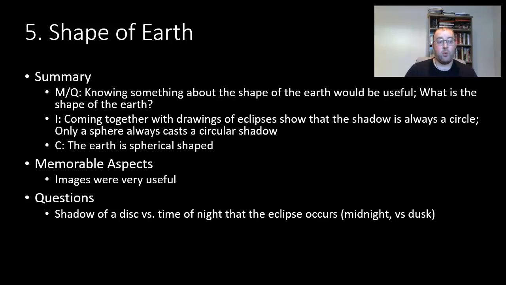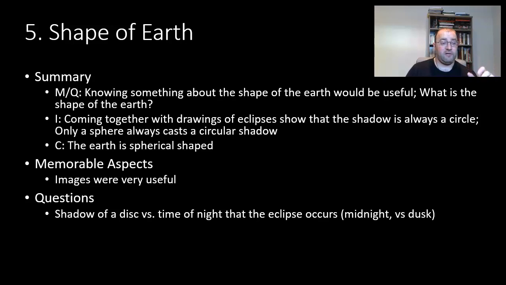So for a disk, when would it cast a circular shadow? Well, it would cast a circular shadow if the sun was right below the disk or right above the disk. That would mean that this lunar eclipse was occurring when the full moon was at its apex, which would be at midnight. So that should be the only time, if the Earth was a disk, that you observed a circular shaped shadow.